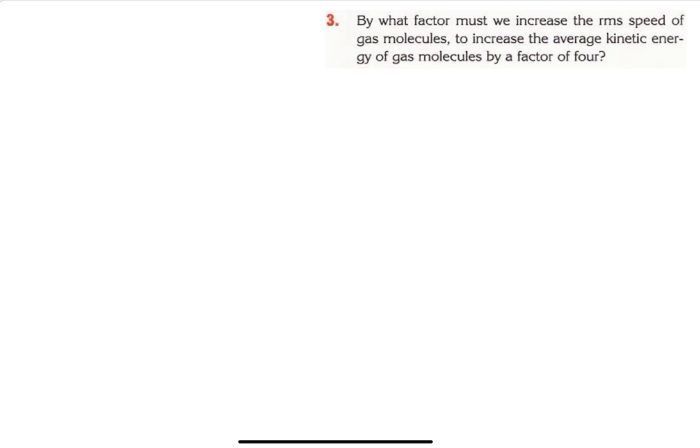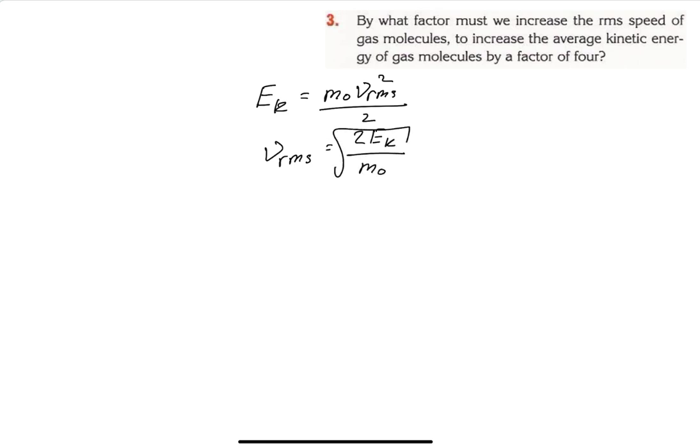Question 3. By what factor must we increase the RMS speed of the gas molecule to increase the average kinetic energy of the gas molecule by a factor of 4? So here we have to write the kinetic energy formula, which is m0 v RMS squared over 2. Now if I rearrange it for VRMS, it's gonna be VRMS equal to the square root of kinetic energy over m0.